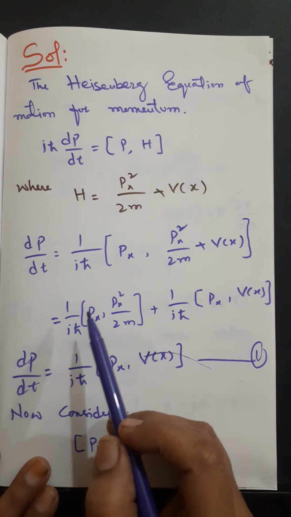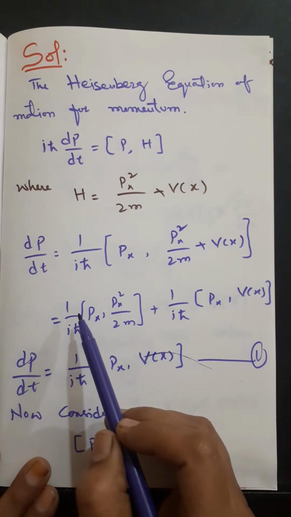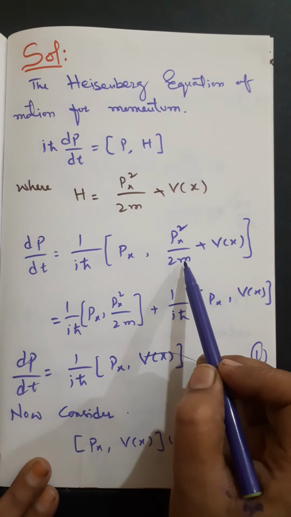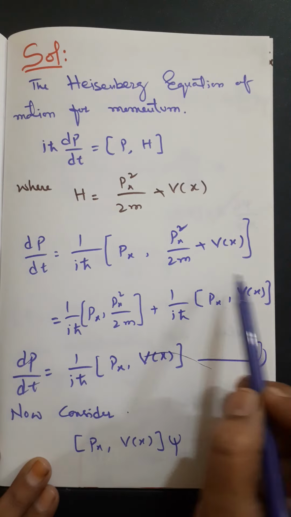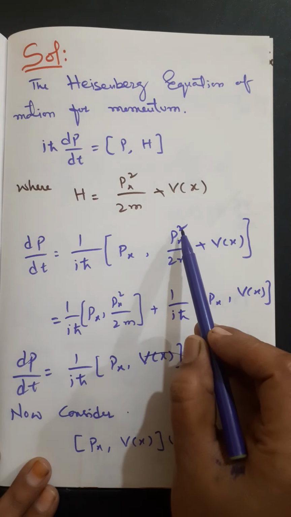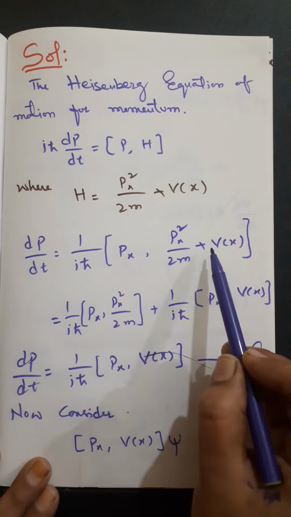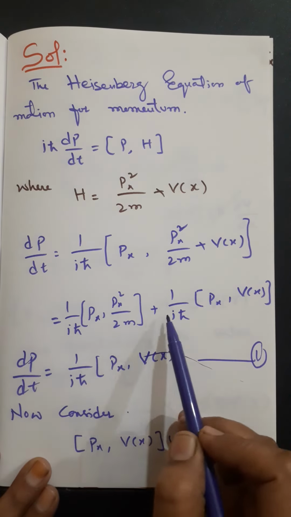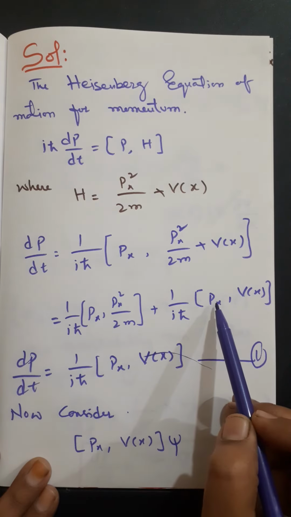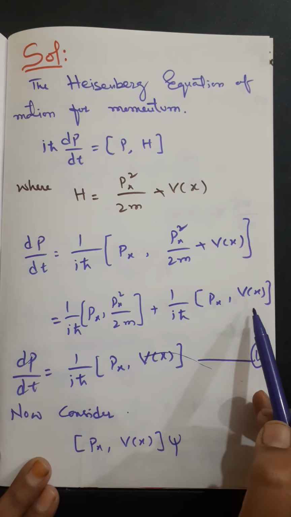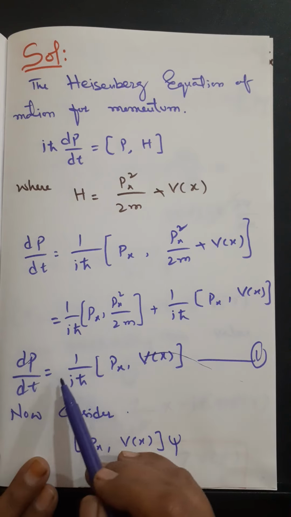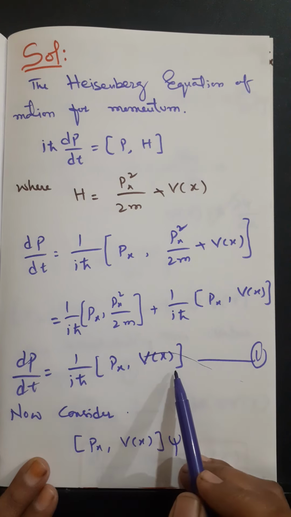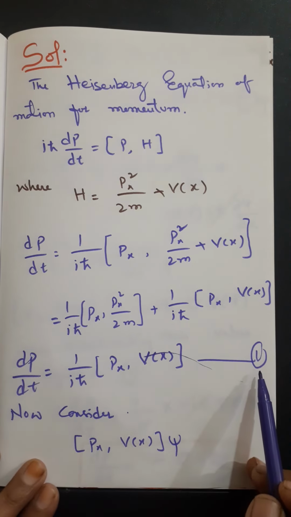After that we know how to calculate these terms: 1 by i h cross, the commutator of px and px square by 2m. Now we are separating this into the commutator of px and px square by 2m, and the commutator of px and V of x. So that is 1 by i h cross times the commutator of px and px square by 2m, plus 1 by i h cross times the commutator of px and V of x. The first commutator vanishes, so dp by dt is equal to 1 by i h cross times the commutator of px and V of x. Let us call this equation number 1.